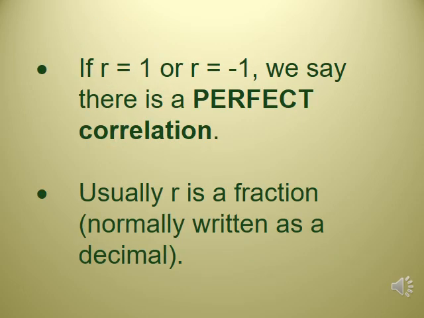If R is 1, or if R is -1, you'd have a perfect correlation. A perfect positive correlation, R would be 1, a straight line where everything's going up from left to right. If you had R equals -1, you'd have a straight line going down from left to right, and it would be a perfect negative correlation. Most of the time, though, R isn't 0, and it's not 1 or -1. What it's going to be is a fraction or a decimal that's somewhere in the middle.